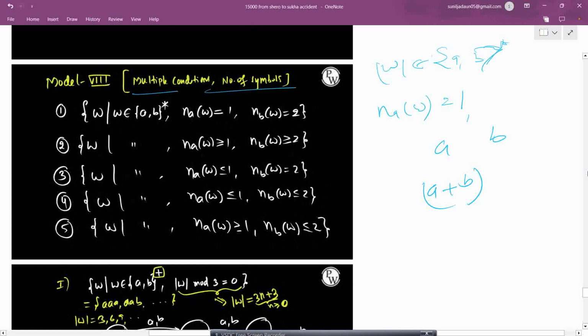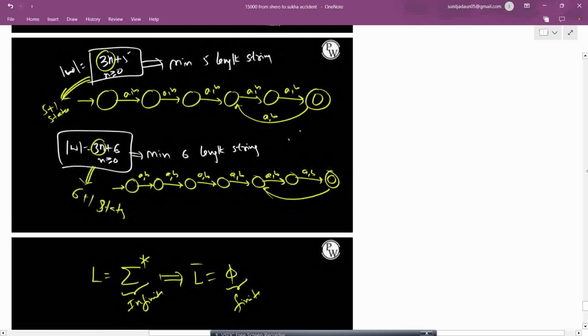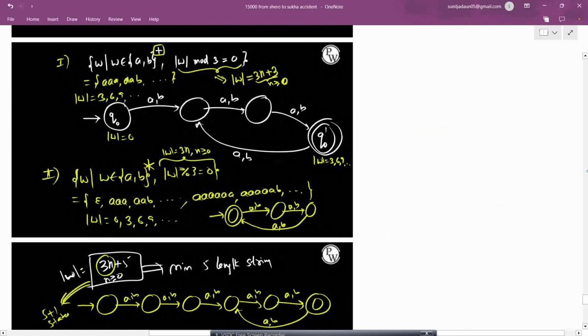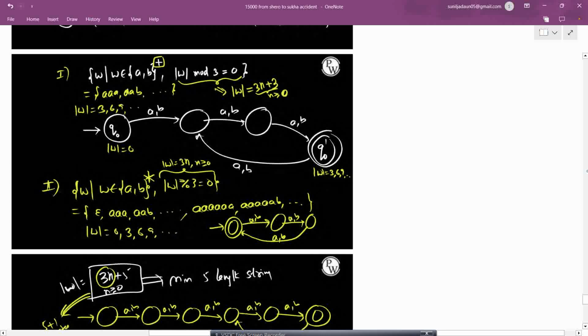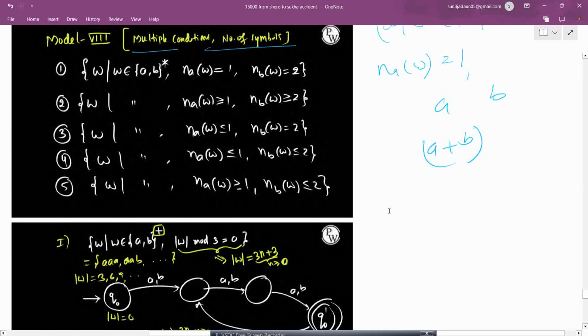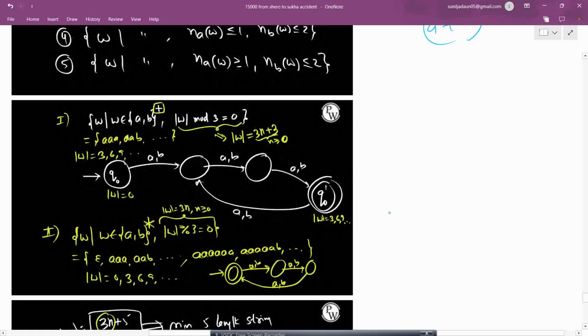These are the cases. We are going to design the DFA for them. For the first question, what is this? w belongs to a comma b plus. Alright. Length of w mod 3 is equal to 0. That means the length is divisible by 3. How can we do that?